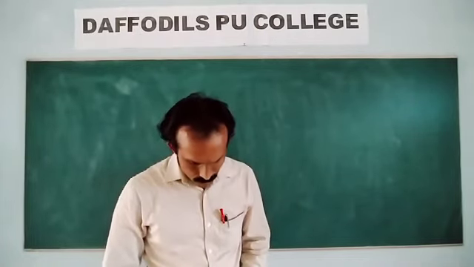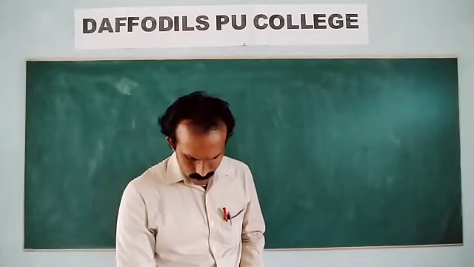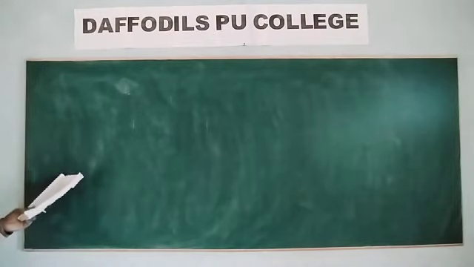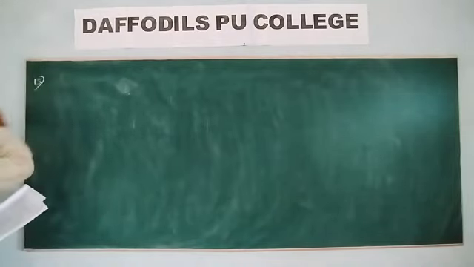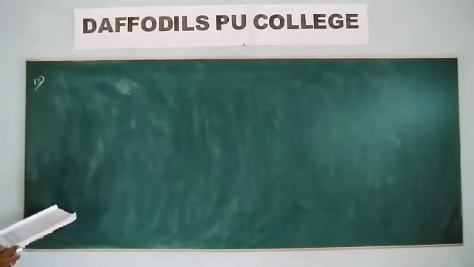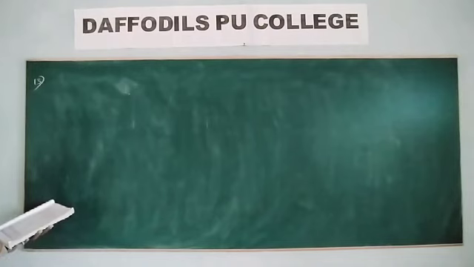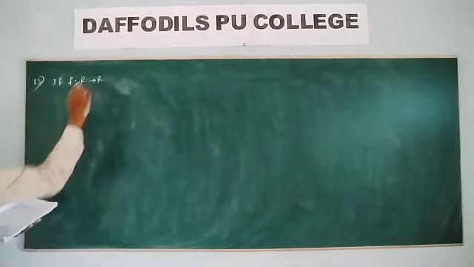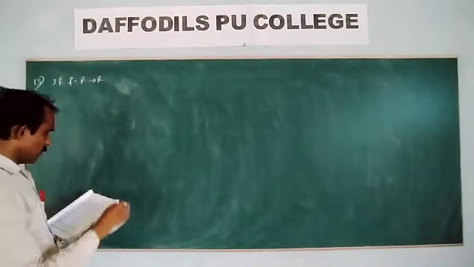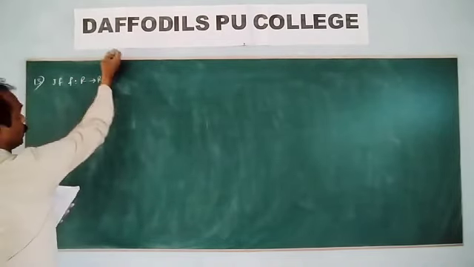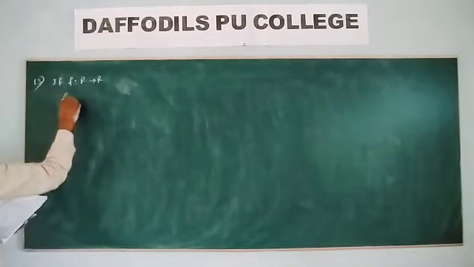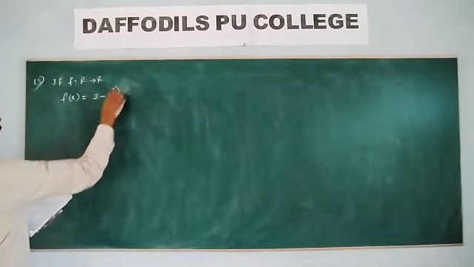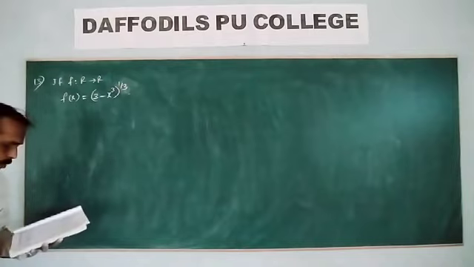Next, 13. Take any example and try. 13th problem: f from R to R defined by f of x is equal to (3 minus x cube) whole power 1 by 3.